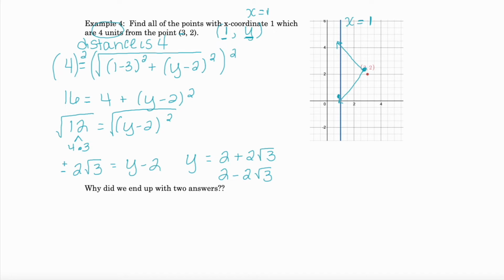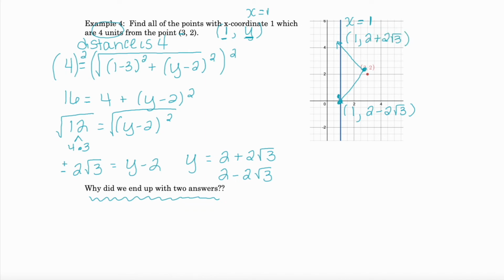I want you to think about why we would end up with those two answers. I'm not going to answer that for you, just ponder on your own what they might be. But there are two answers. So this bottom one is going to be 1, 2 minus 2 square root 3 in its exact form. That's our y value. And this one up here is going to be 1, 2 plus 2 square root 3.